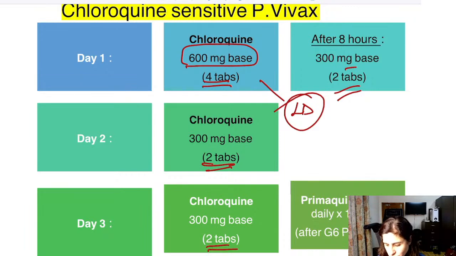And alongside you have to give for 14 days, Primaquine 15 milligram. So this will complete your Vivax का cure. ठीक है? So this is the chloroquine sensitive Plasmodium Vivax.